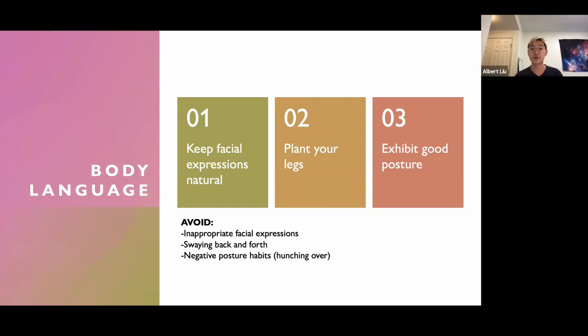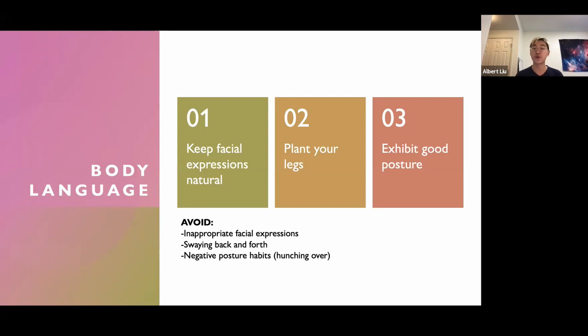Some things to avoid would be inappropriate facial expressions. Smiling while you're giving something really serious is something that you probably shouldn't be doing. Inappropriate facial expressions probably include doing anything with your tongue, giving anybody side eye, just anything that you would consider rude in a regular conversation. When it comes to your legs, once again, plant those legs. You really want to make sure that you are not moving anywhere non-intentionally.